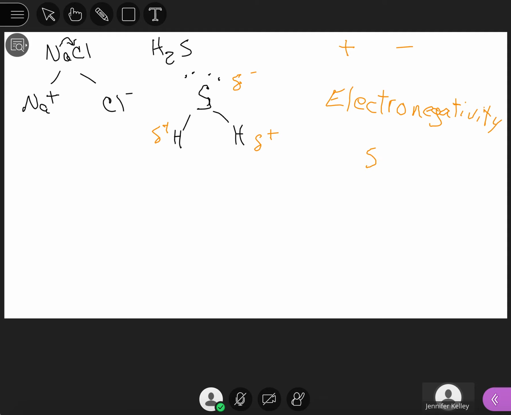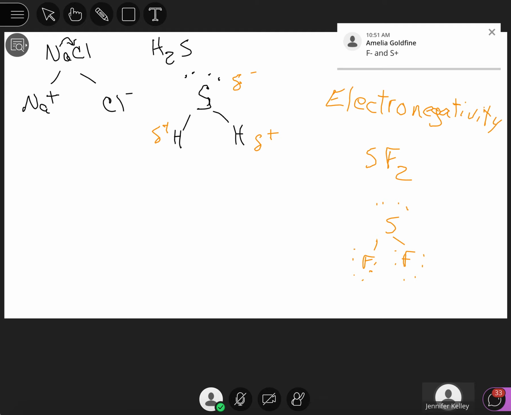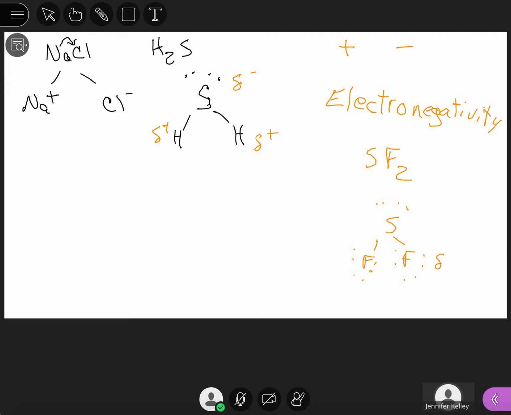Let's say I had SF2. If I had that, something like this, with all the lone pairs and whatnot. All right, so which one is going to get the partial minus? I'm going to say the one that's more electronegative is the fluorine. So this time that's going to get the partial negative, and this is going to get the partial positive. So you're just looking for which one is more electronegative, and that gets the partial negative part.